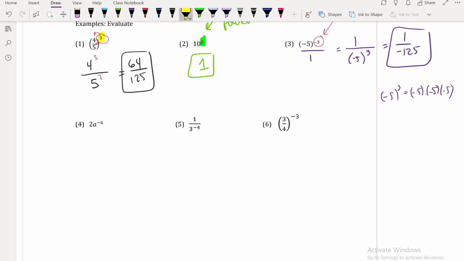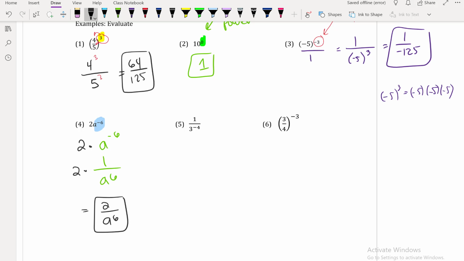For number 4, what we see is that negative exponent is only attached to the a. So you think of it as 2 times a to the negative 6. So now I say, okay, it's 2 times, and now to make that 6 positive, it's going to go in my denominator. So by default, I'm going to have a 1 up on top. So really, this is going to be 2 times 1 over a to the 6th power.